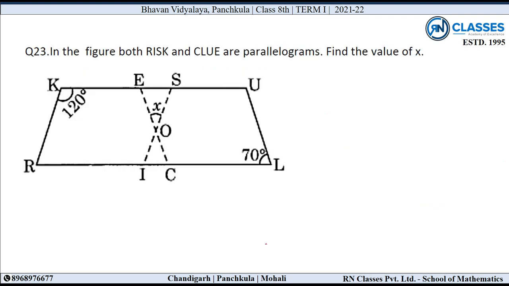Remember it. Let's move to question number 23. In the figure, both RISK and CLUE are parallelograms. RISK is a parallelogram, which means RI is parallel to SK, and IS is parallel to KR, as well as equal, of course. CLUE is also a parallelogram, which means CL is parallel to EU, and the opposite sides are also equal.